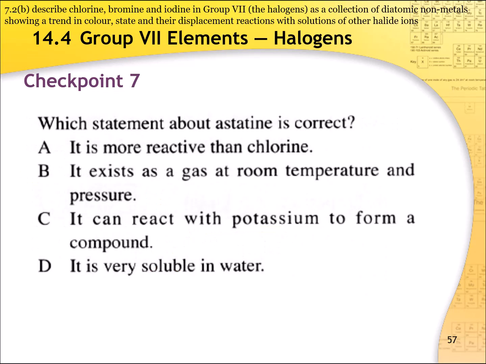Next one. Which statement of astatine is correct? Where is astatine? It's the lowest in group 7. So more reactive than chlorine? Of course not. A gas? Of course not. That means fluorine and chlorine are gases, bromine is a liquid, and iodine and astatine, I2 and At2, are solid. So it's not a gas.